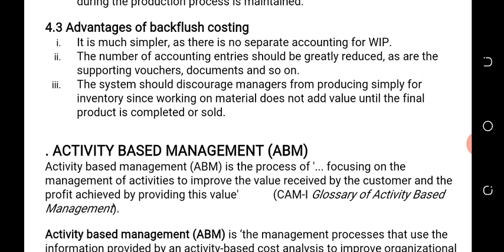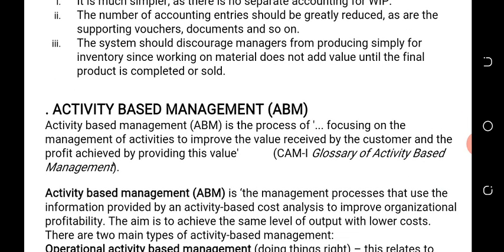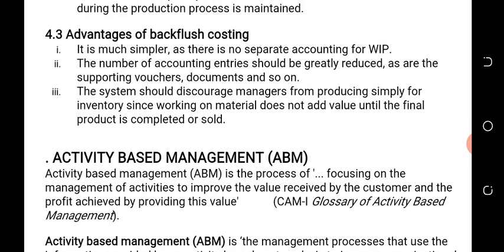So there won't be too much sorting of documents. In a Backflush system, the system should discourage managers from producing simply for inventory, since working on material does not add value until the final product is completed. So that's the reason I would say this approach helps managers not to produce and go and keep in the warehouse, because inventory does not have any value.